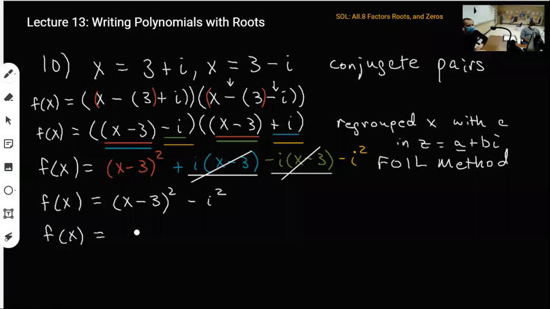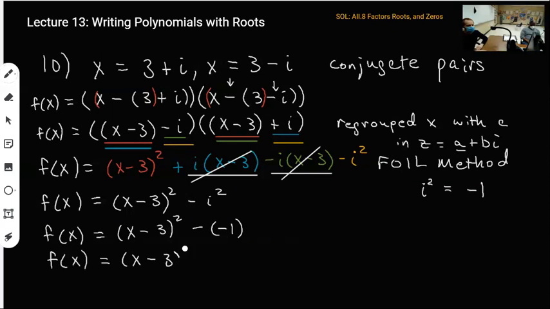And the last thing I'm going to do is deal with the i squared, because I know that i squared is the same thing as negative 1, right? So I'm going to keep everything the same, but for the i squared, I'm going to change that to a negative 1. So I'm actually subtracting a negative 1. So what does that mean? That actually means I'm adding 1 because of that double negative.